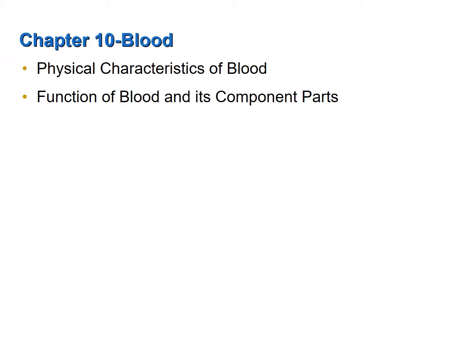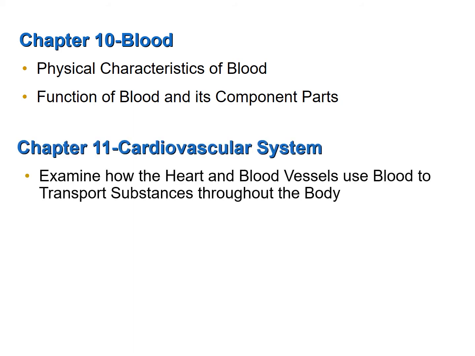So in Chapter 10, we looked at the physical characteristics of blood. We also looked at the components of blood and their functions, as well as the overall function of blood. Now we examine the cardiovascular system, the heart and blood vessels, and how they use blood to transport substances throughout the body.